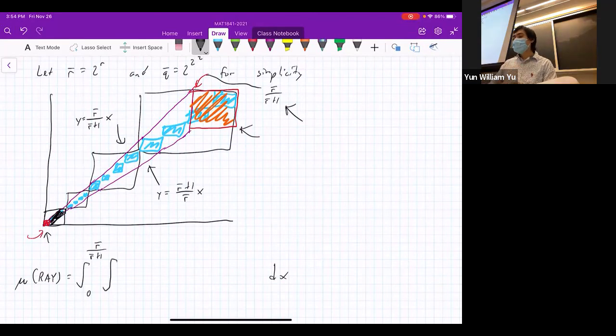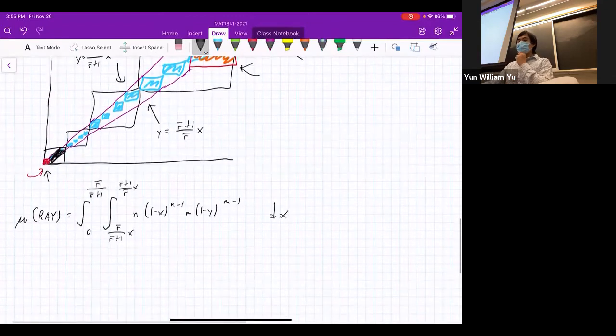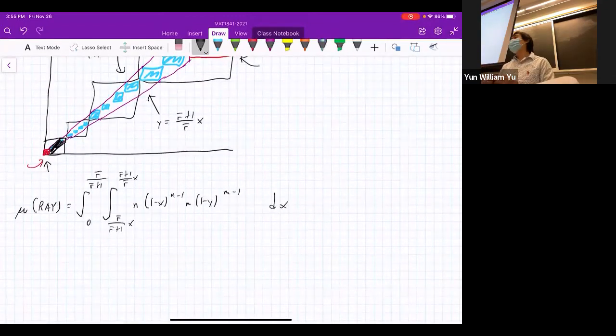And then, of course, we're integrating from the bottom here to the top, because you're integrating over this set of y values. So that's going to be r bar over r bar plus 1 x, up through r bar plus 1 over r bar x. And then, of course, just the probability density function, m times 1 minus y to the m minus 1. And now all we have to do is upper bound this.